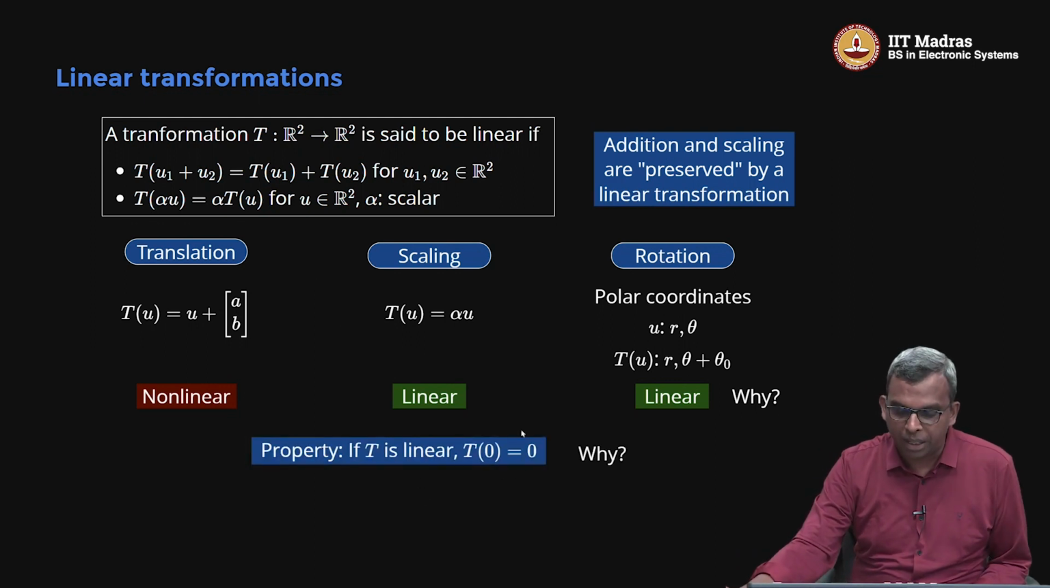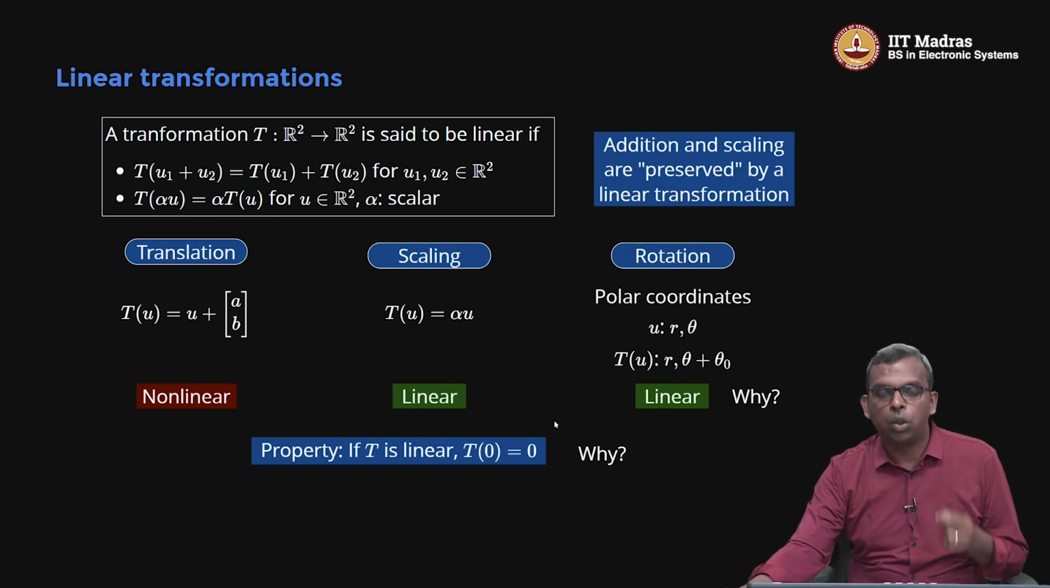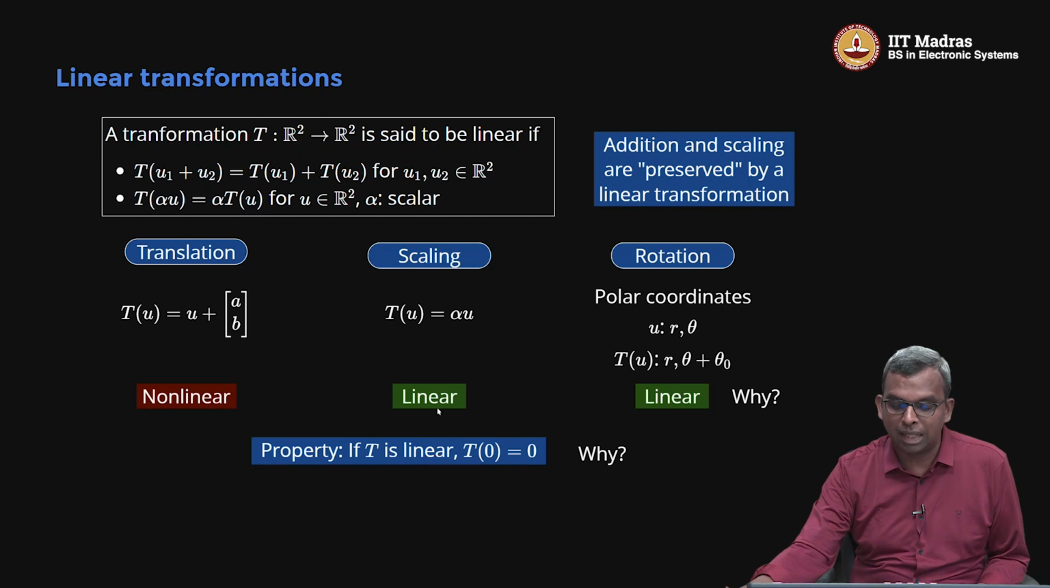So here is the property. Linear transformations have very many powerful properties. One of the properties they have is, if T is linear, then T of 0 is 0. It means a linear transformation will take the origin to itself. It cannot do anything else to the origin. So this can also be used as a test for linearity. In fact, translation fails this test, right? Both of these pass this test. You can see translation fails this test.